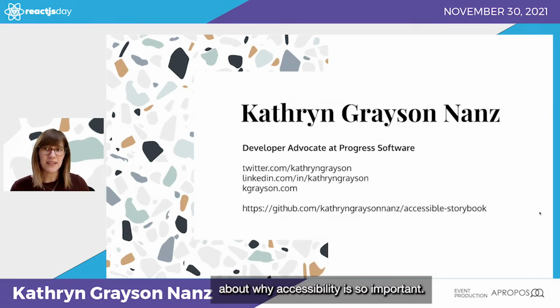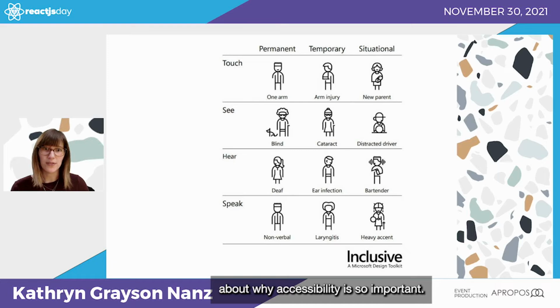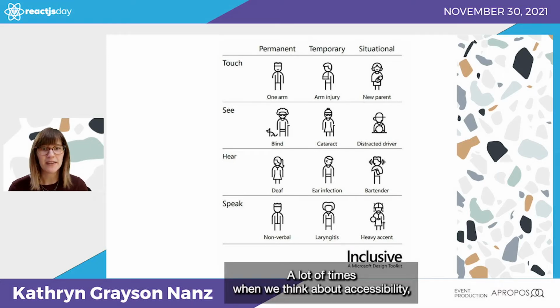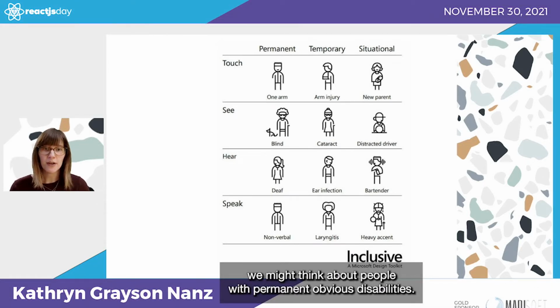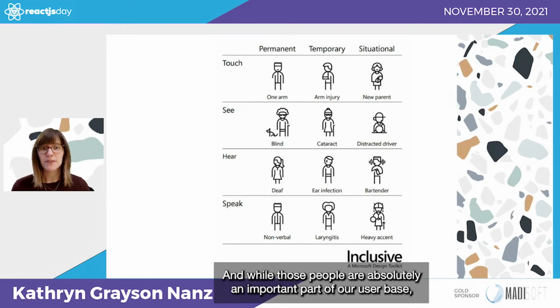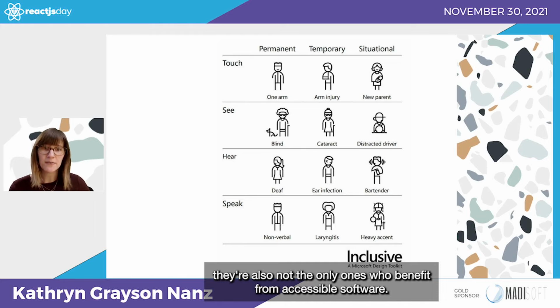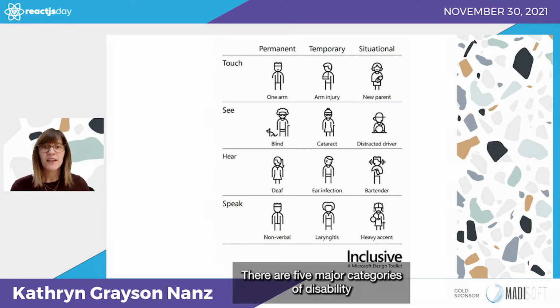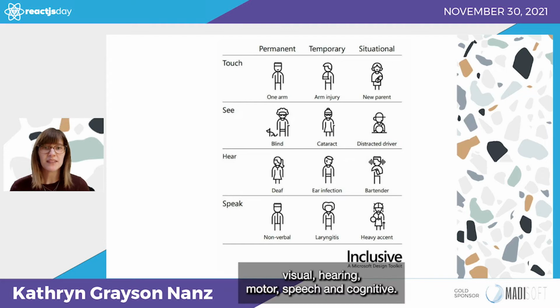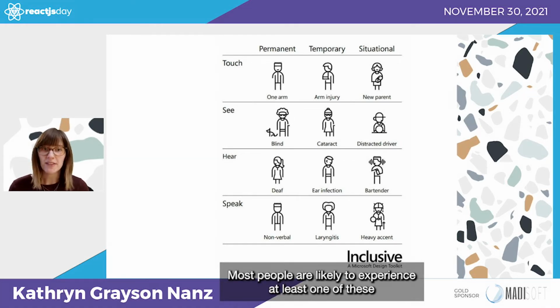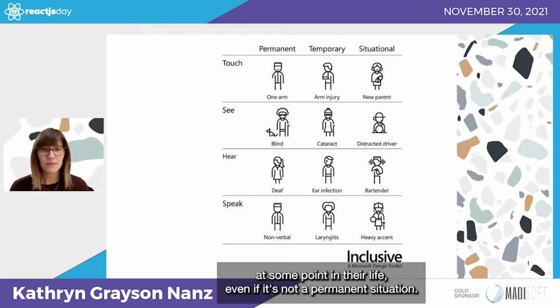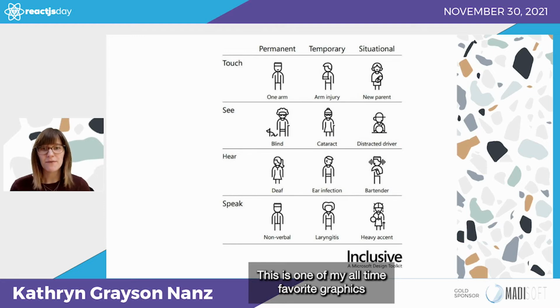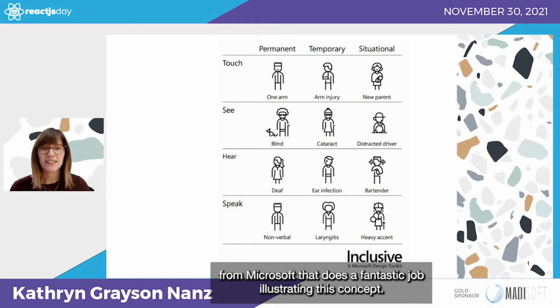Let's start by talking a little bit about why accessibility is so important. A lot of times when we think about accessibility, we might think about people with permanent, obvious disabilities. And while those people are absolutely an important part of our user base, they're also not the only ones who benefit from accessible software. There are 5 major categories of disability: visual, hearing, motor, speech, and cognitive. Most people are likely to experience at least one of these at some point in their life, even if it's not a permanent situation. This is one of my all-time favorite graphics from Microsoft that does a fantastic job illustrating this concept.